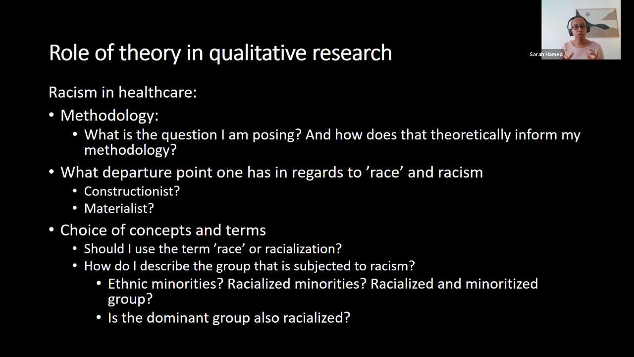So what I'm trying to explain here is that theory will inform the choice of method that you make from the beginning. Depending on what departure point you have, it will inform which concepts you use, how you use the concepts, and how you define the concepts and terms that you would use when you're describing a specific phenomenon in healthcare or elsewhere.